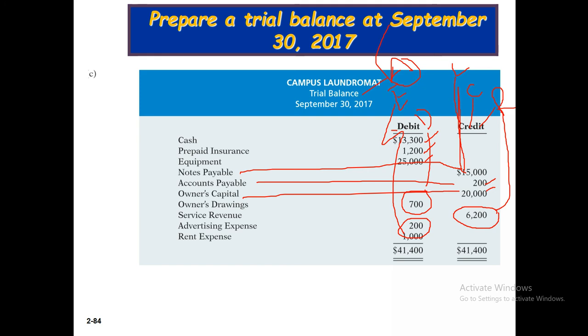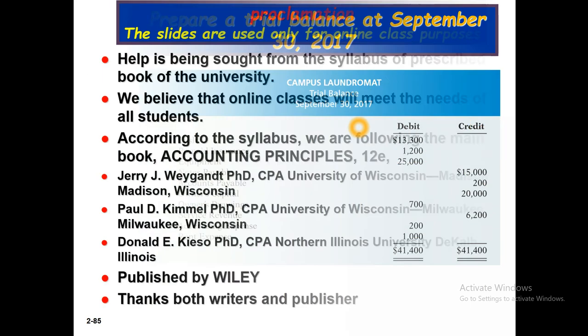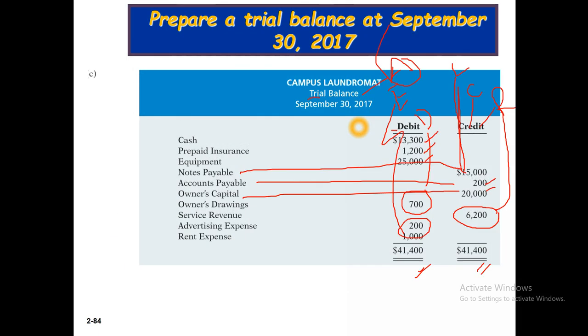So after addition of this debit column, 41,400, and here 41,400, the balance is equal. Okay. So this is the trial balance, this is the examining balance, thus we examine whether the two sides are equal or not. Okay. So that's all.